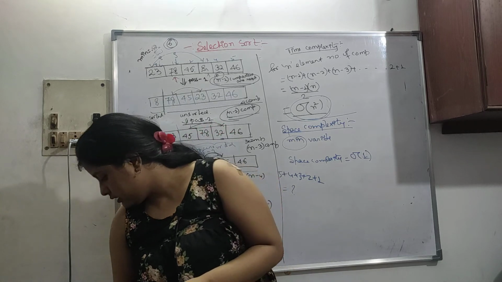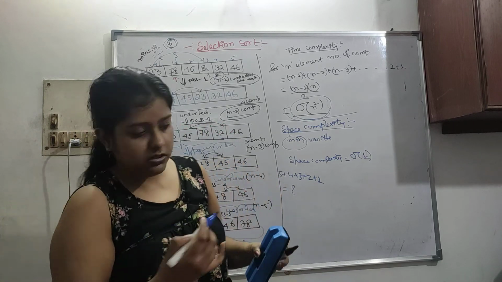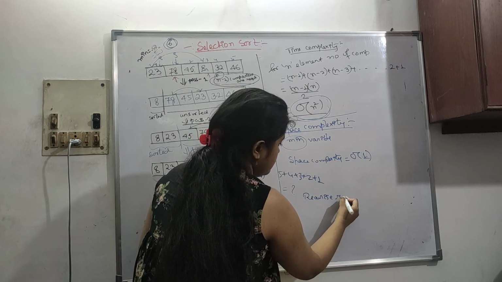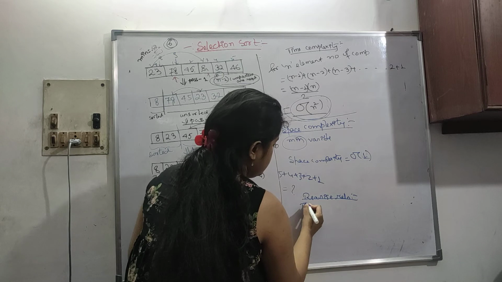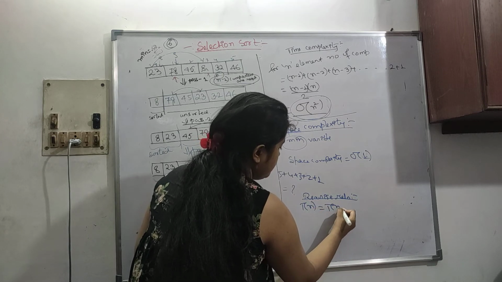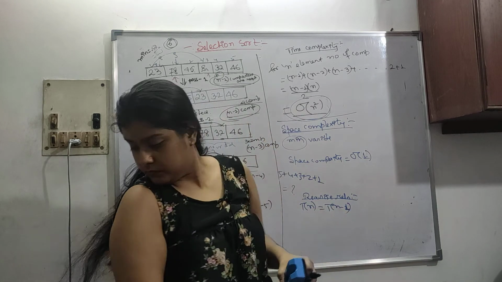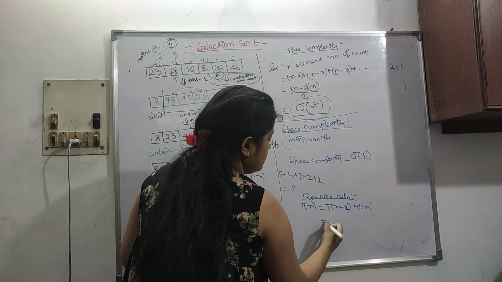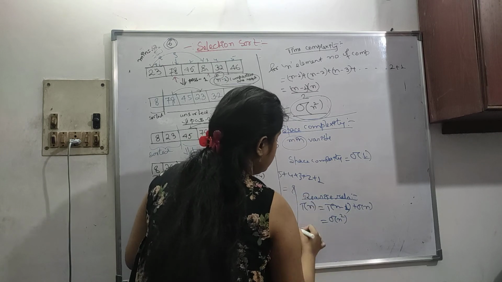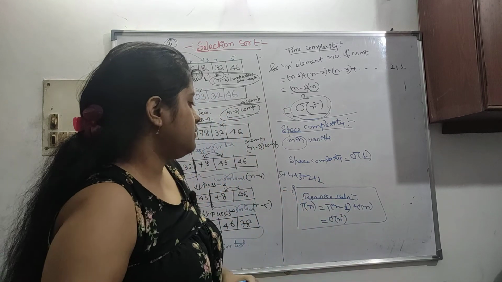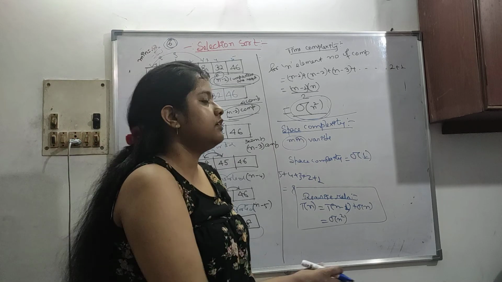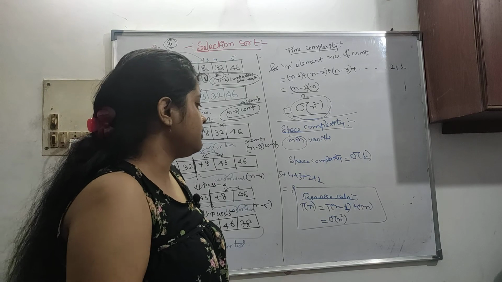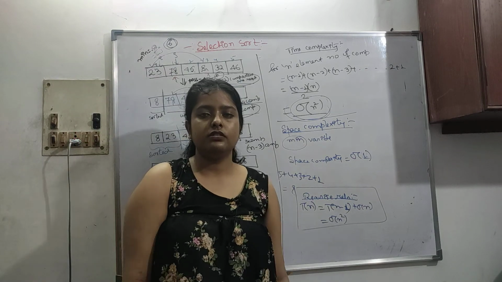Okay. So another thing is that the recursive relation is T of n is equal to T of n minus 1 plus order of n. So it is also giving order of n square. I don't know if this is asked, maybe somewhere it is asked, that's why I have written it in my notes. So if it's asked somewhere, this is our recursive relation. I hope you have understood this. So now let's move on.